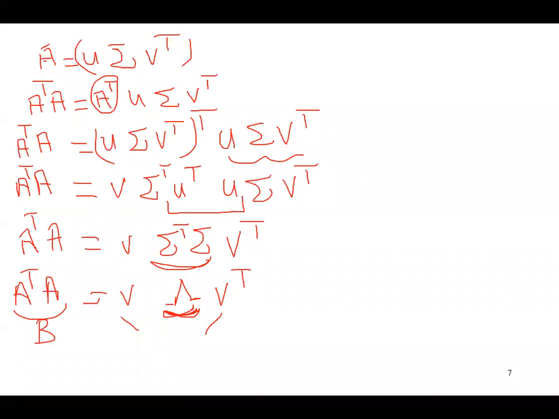The same, by the way, I can get if I multiply A by A transpose, I will end up with U being the eigenvectors of A A transpose. So now V will be the eigenvectors of A transpose A, and this guy will be my new lambda, which you can think of as sigma square. So the eigenvalues are equal to sigma square, and my eigenvector is equal to V.